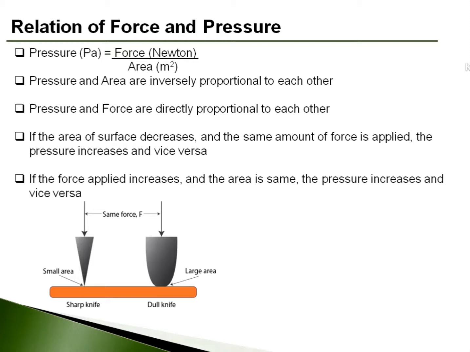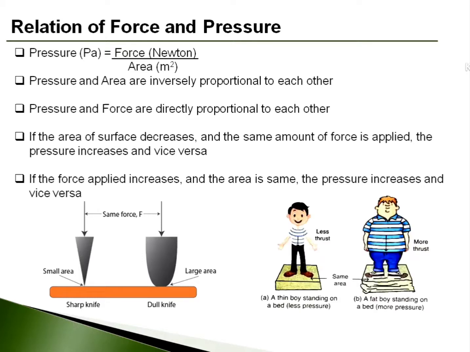Pressure and force are directly proportional to each other. That is, if the force applied is more, then pressure increases, and the reverse is true, given that the area is the same. For example, we know that when more weight is applied, the force exerted on the surface increases. So if a thin boy stands on a bed of sand, there will be minimum depression on it, which means less pressure applied, whereas when a fat boy stands on the same bed of sand, there is more depression, indicating more pressure applied as the force is increased due to the increased weight.